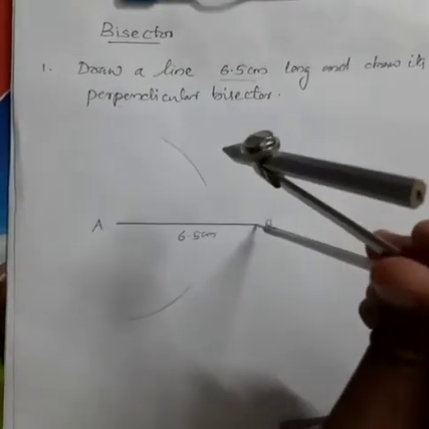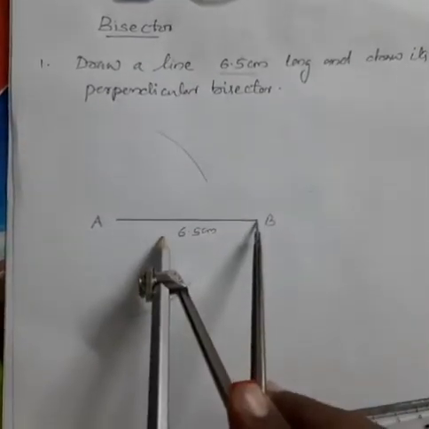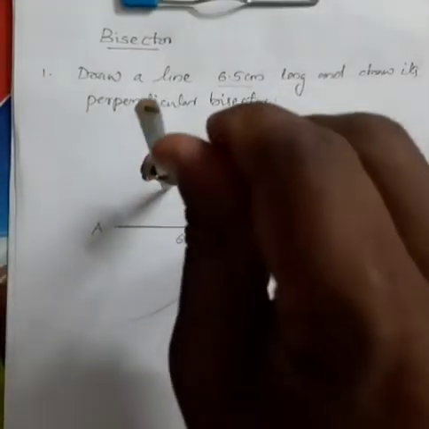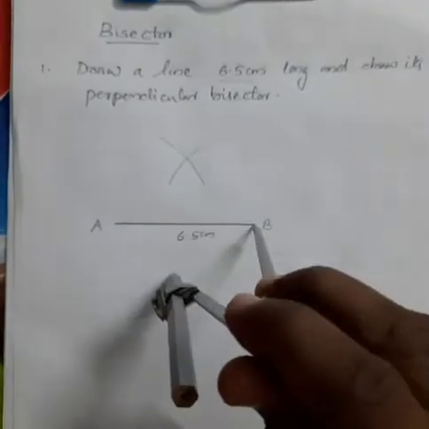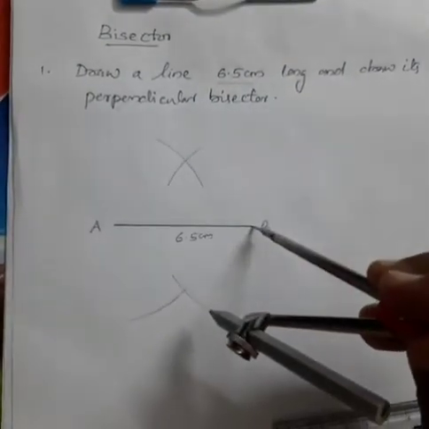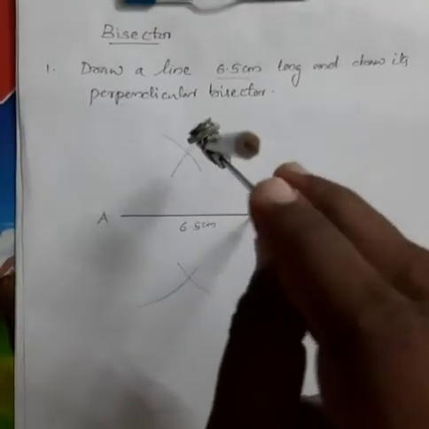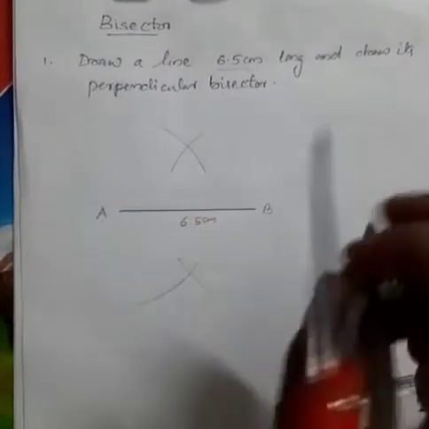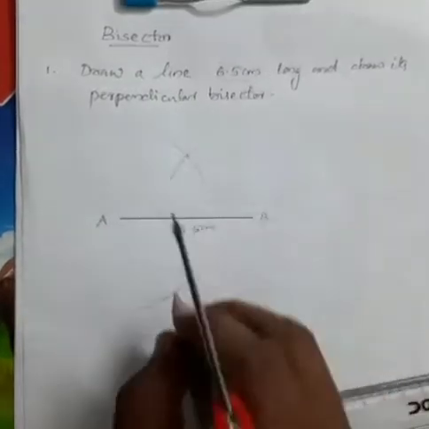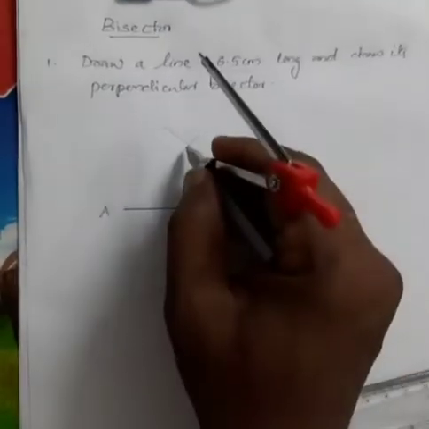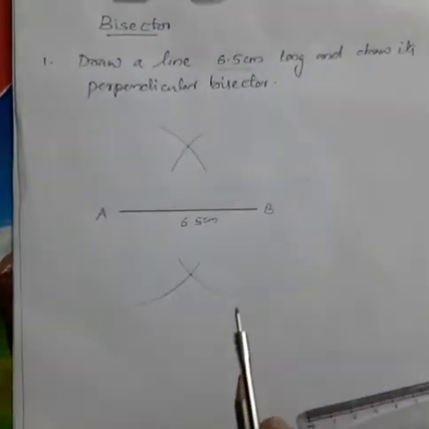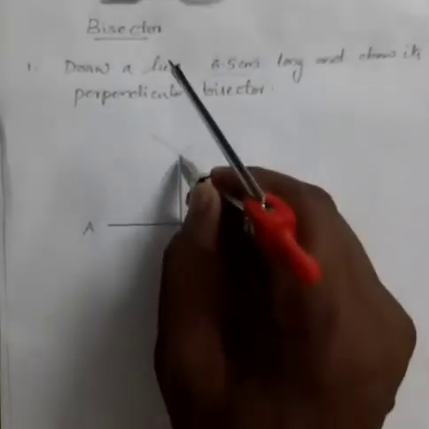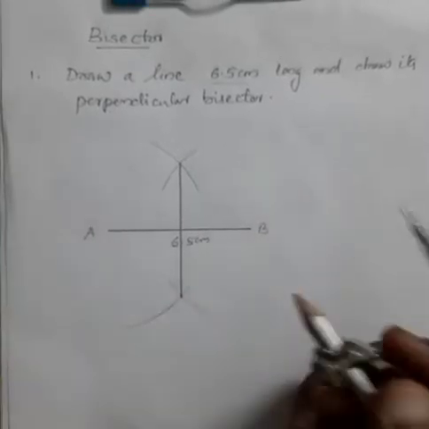Next, we have to draw from the other side, B also. From B also, using the same measurement, draw the arc on both sides. So draw the arc like this. Then you have to join these two points. So we will get the perpendicular bisector. By joining these two points, you get the bisector of AB.